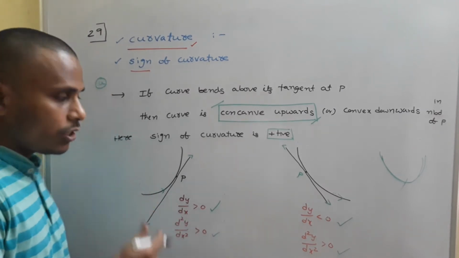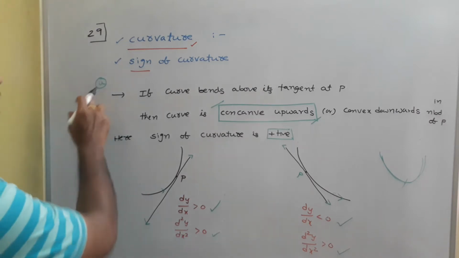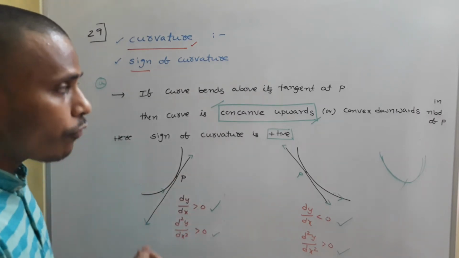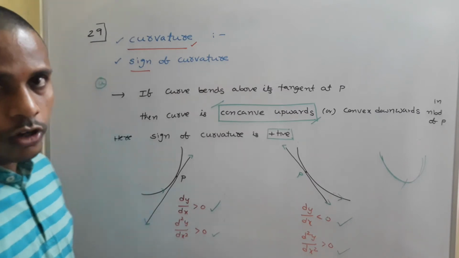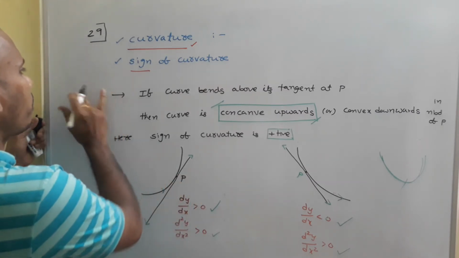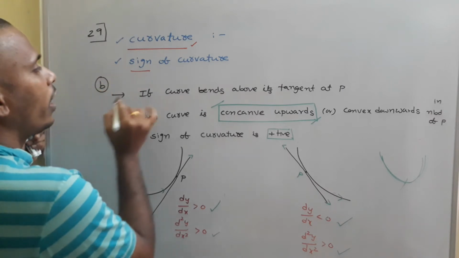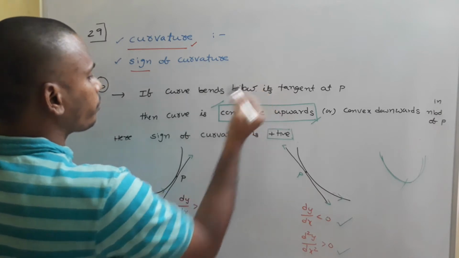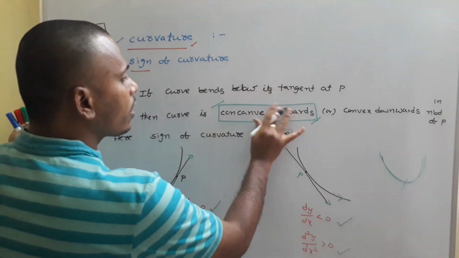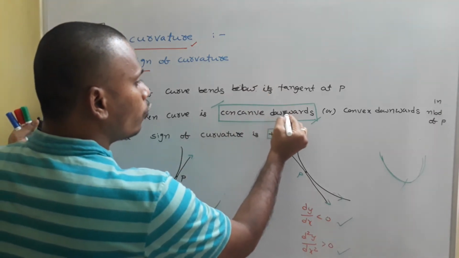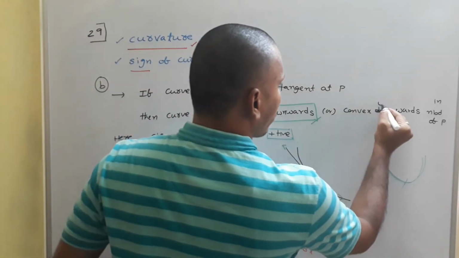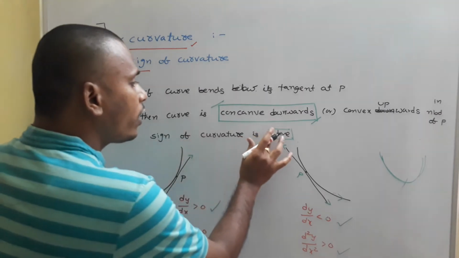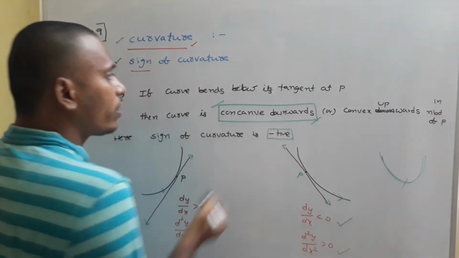Okay, and you just take a screenshot for this part A, then I will give you part B. It relates to the shape of the graph which is concave downwards. Okay, simply the opposite one. Suppose you take B, if the curve bends below its tangent at P, then the curve is referred to as concave downwards and convex upwards in the neighborhood of P. And here the sign of curvature is negative this time.